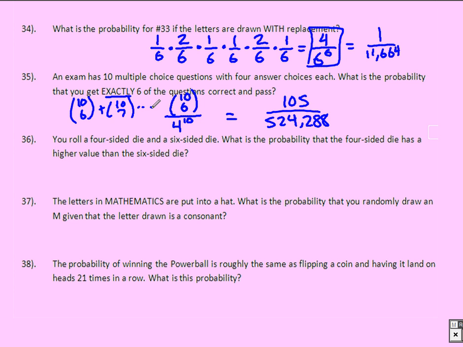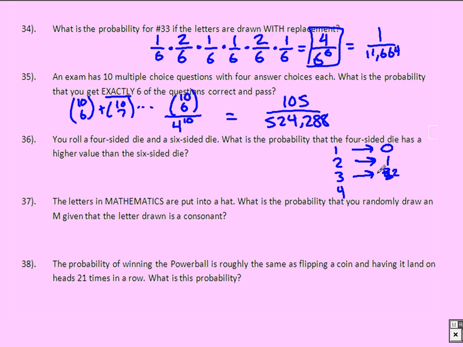All right, 36. You roll a 4-sided die and a 6-sided die. What's the probability that the 4-sided die has a number that's bigger than the 6-sided die? Well, your 4-sided die can only be 1, 2, 3, or 4. I need to make it so that this is the bigger number. So, if I roll a 1, no numbers are going to work on the second die. If I roll a 2, only a 1 is going to work. If I roll a 3, only a 1 or a 2 is going to work on the other one.